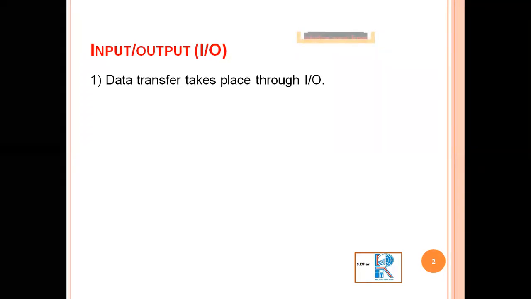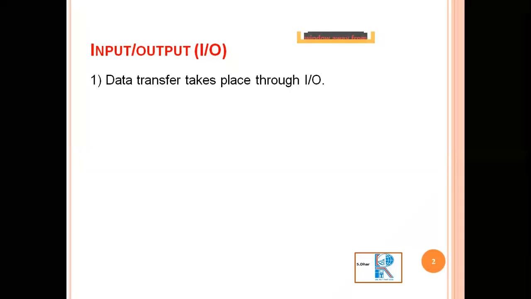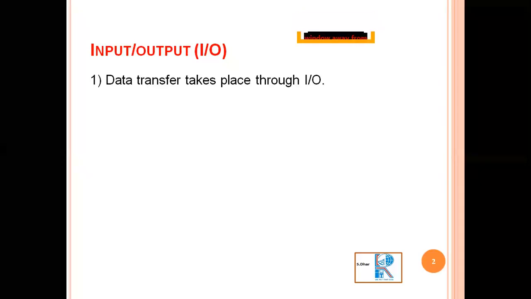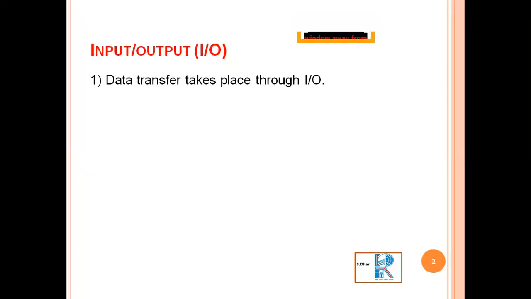Now when the CPU has to take data from the memory, the data should be stored from the input device, or data should come from the input device, or data can be output to the output device. That means there should be some communication between the CPU, memory and the IO devices. Clear? Why is the communication required? Because data transfer takes place between the CPU and the different IO devices.